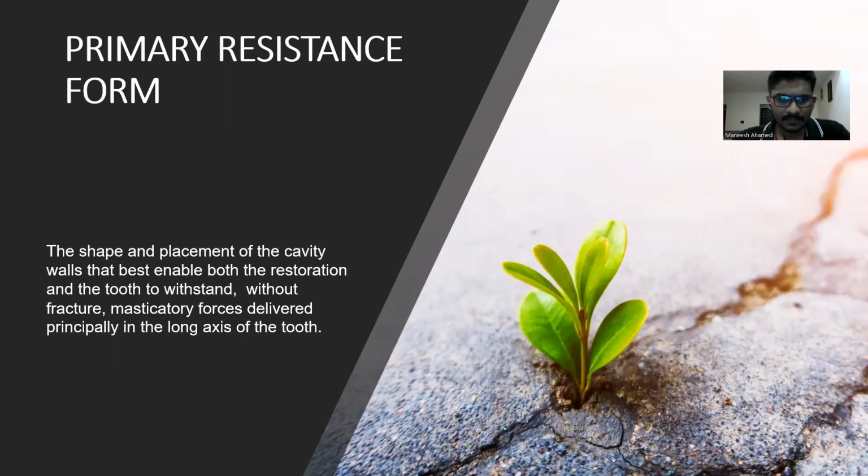It is the shape and placement of the cavity walls that best enable both the restoration and the tooth to withstand, without fracture, masticatory forces delivered principally in the long axis of the tooth. We know that the forces acting on the tooth mainly act in a vertical direction. In an oral cavity there can be combinations of tensile, compressive, and shear forces. During all these kinds of forces, the cavity should withstand these masticatory stresses. Both the cavity, the tooth, and the restoration should withstand. The features which we incorporate to attain this goal are known as the primary resistance form.